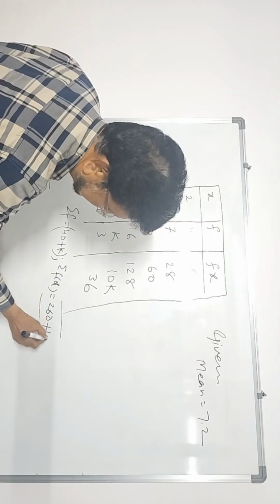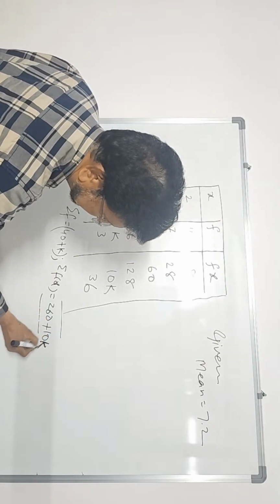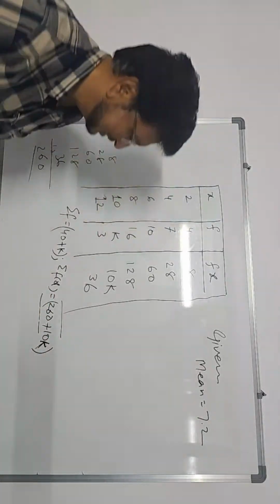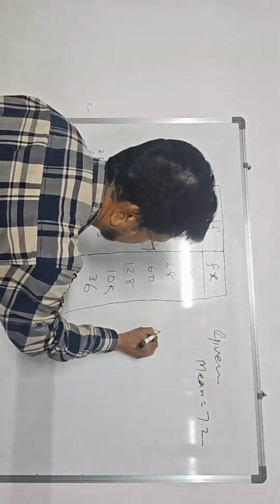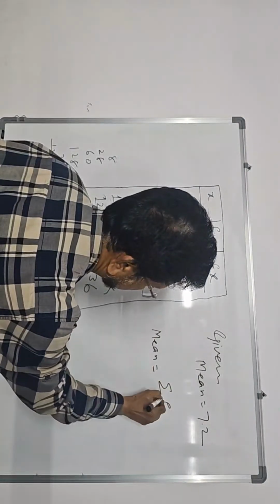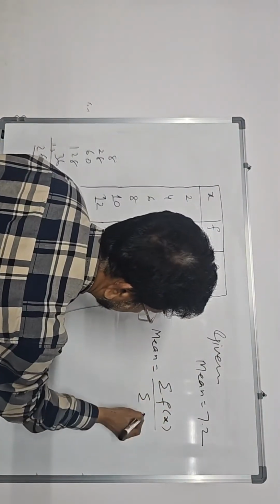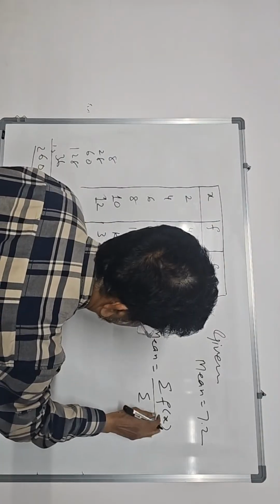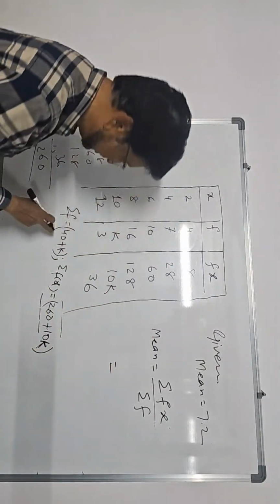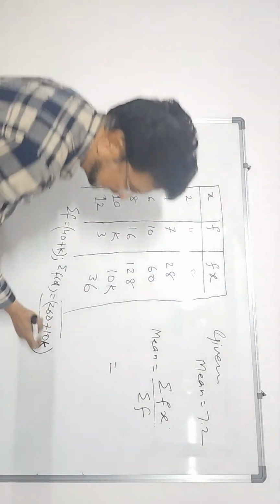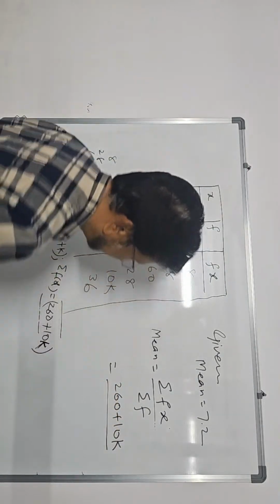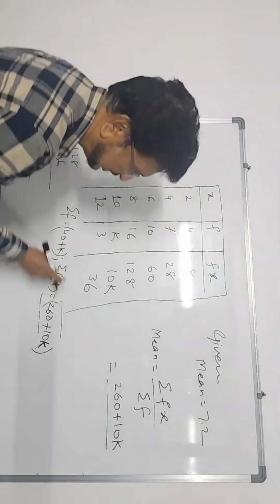260 plus 10k. 10k cannot be added because this is a letter, this is a number. We cannot add these two, simply keep as it is. Now what is the mean formula? Mean of the data is equal to sigma fx by sigma f. Sigma fx we just found, 260 plus 10k, divided by sigma f, which is 40 plus k.